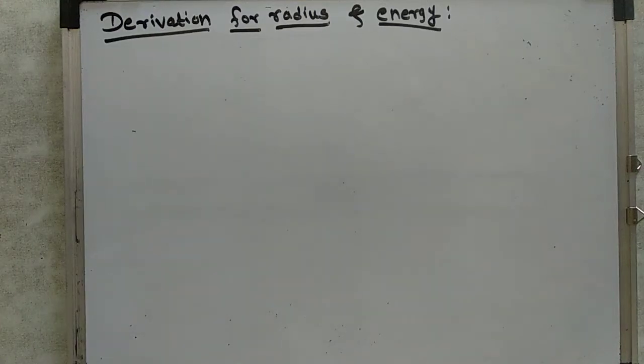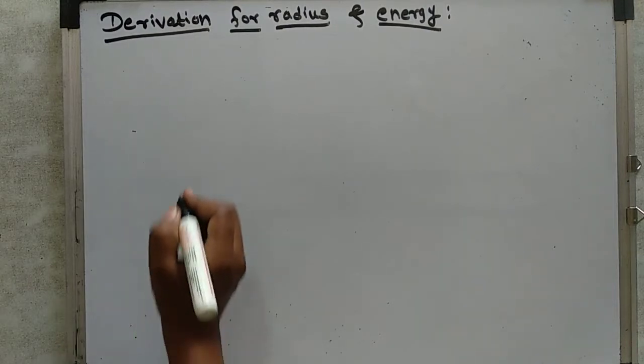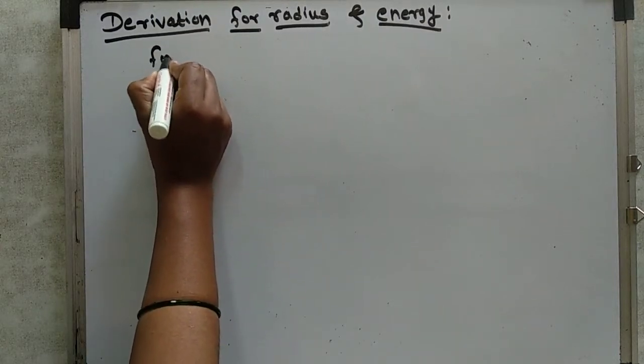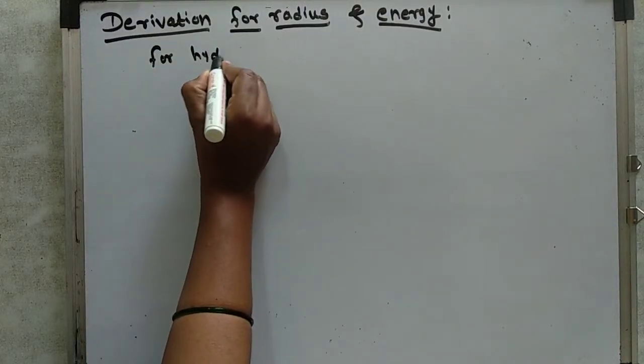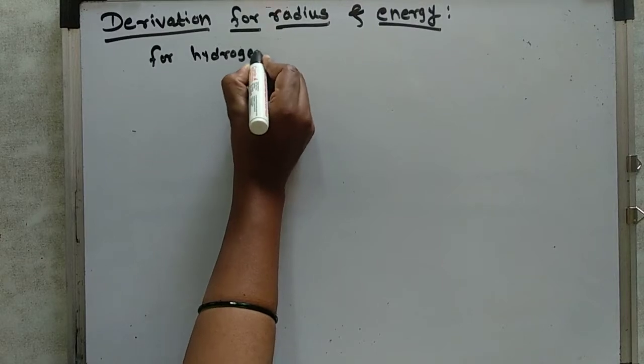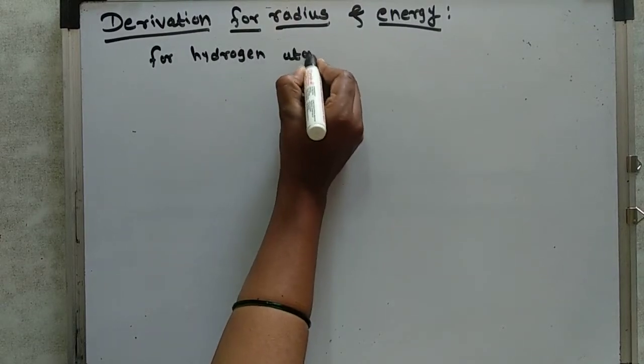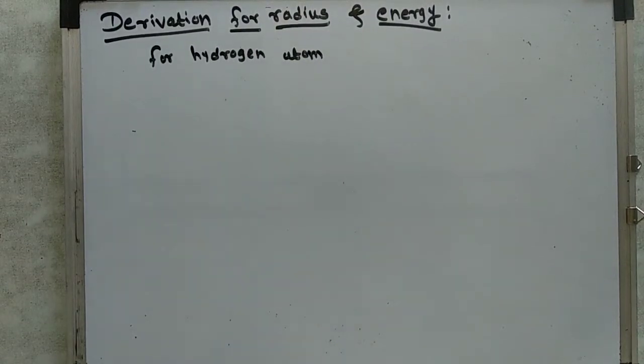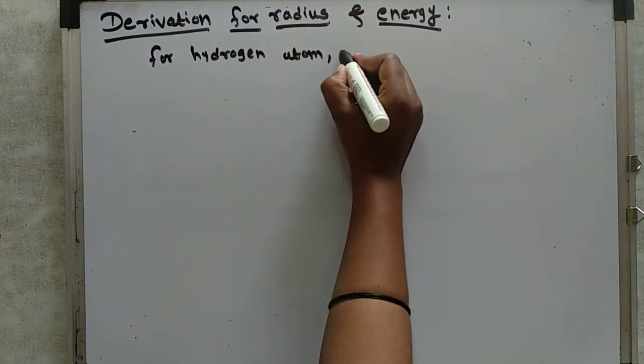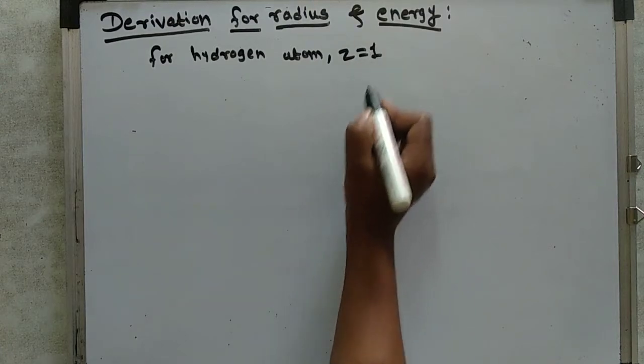Hello friends, today we'll start derivations for radius and energy. Derivation for radius and energy for hydrogen atom. For hydrogen atom, Z is equal to 1.